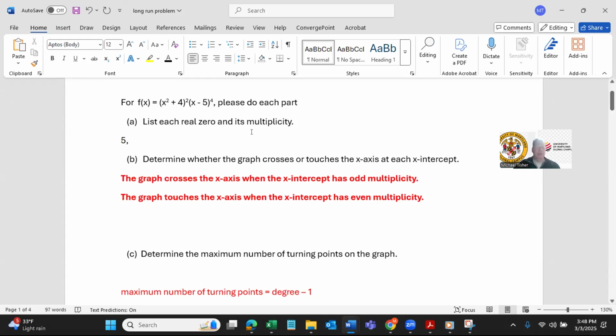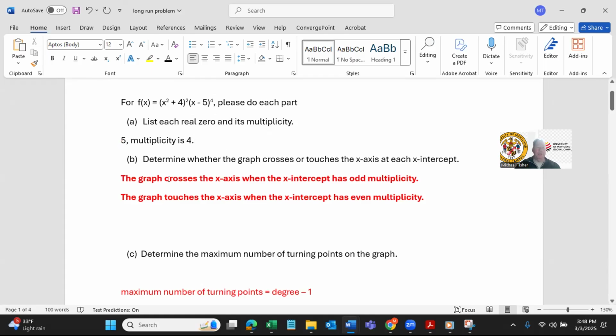But now we also need its multiplicity. To get the multiplicity, we look at the exponent that's on that particular factor. So 5 comes from the factor of x − 5, and we look at the exponent, which is 4. And so we say that the multiplicity of the zero of 5 is 4. And that's the a part.